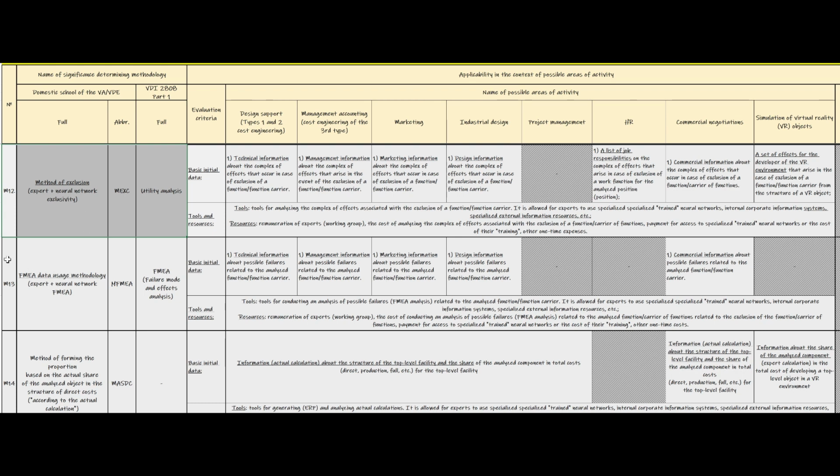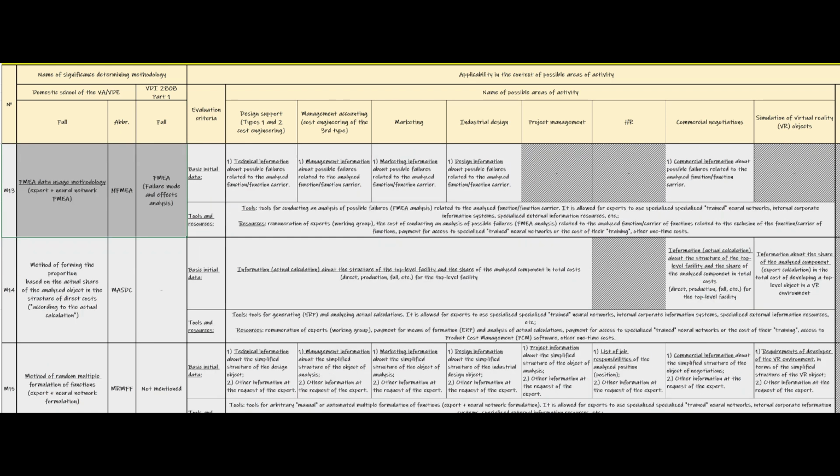The next, M13, FMEA data usage methodology. The method of using FMEA analysis data is generally similar to the exclusion method, except that it's not a case of excluding individual components from the analyzed product design, but the possibility of their failure.